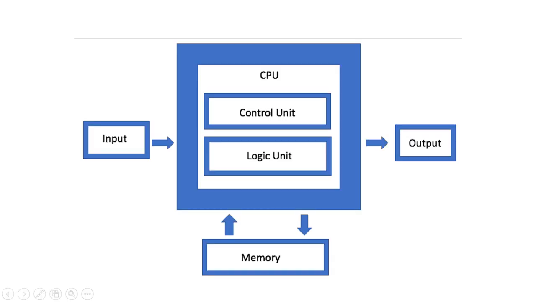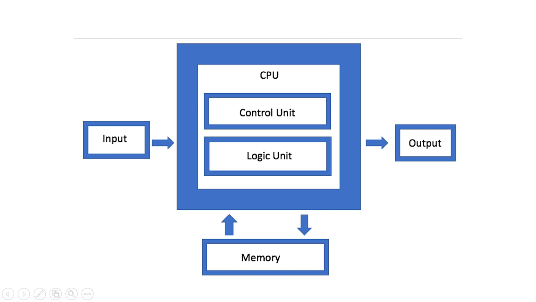Here's a simplified diagram of the von Neumann architecture. Let's break it down into its main components. First, we have the central processing unit, or CPU. The CPU is the brain of the computer and is divided into two main parts, the arithmetic logic unit, ALU, and the control unit, CU.